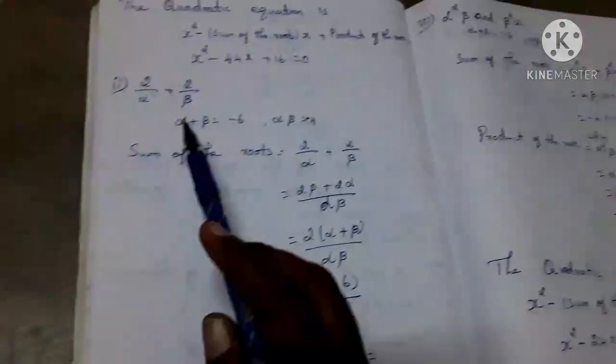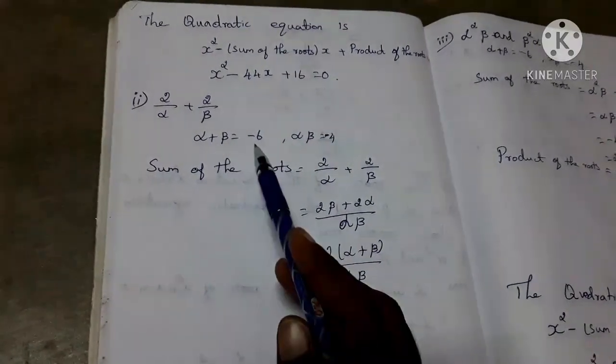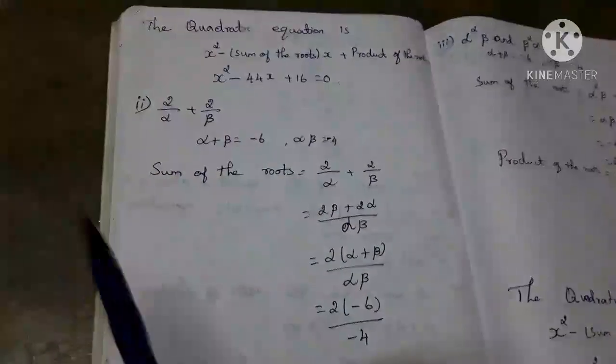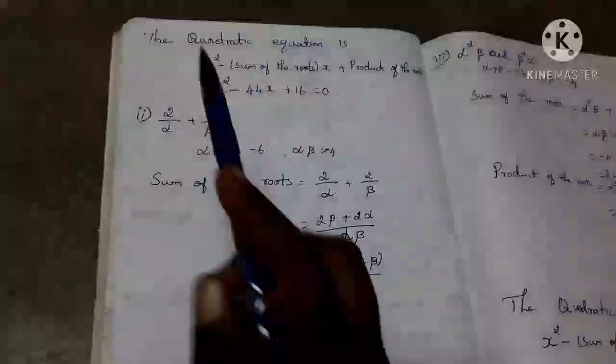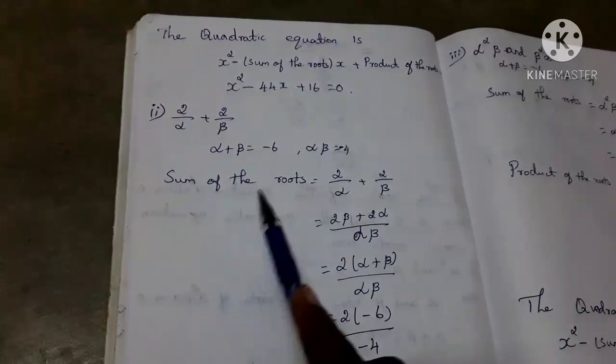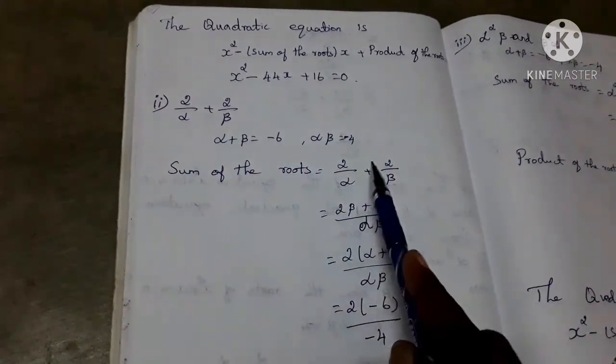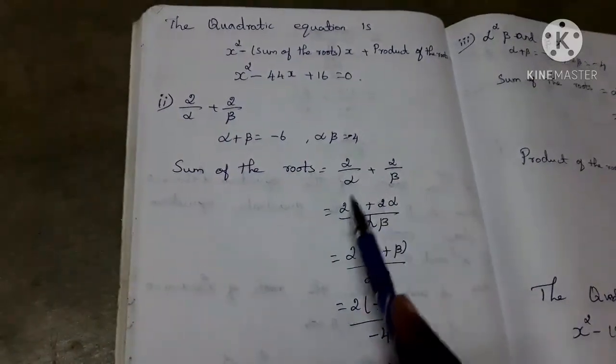The second question, 2 by alpha plus 2 by beta. So alpha plus beta is minus 6, alpha beta is minus 4 for the first equation. Maybe the roots are 2 by alpha, 2 by beta. So what is the equation? So sum of the roots first find. 2 by alpha and 2 by beta.